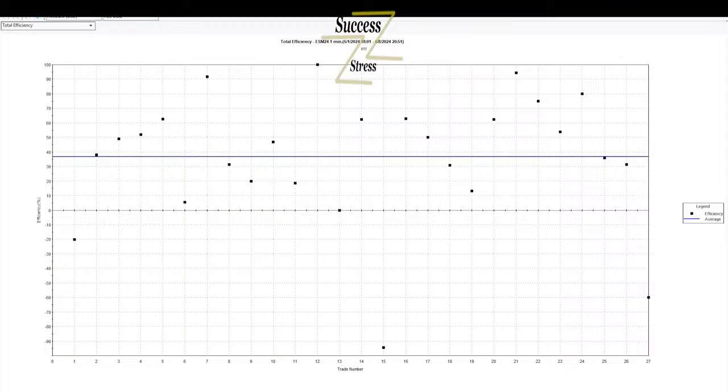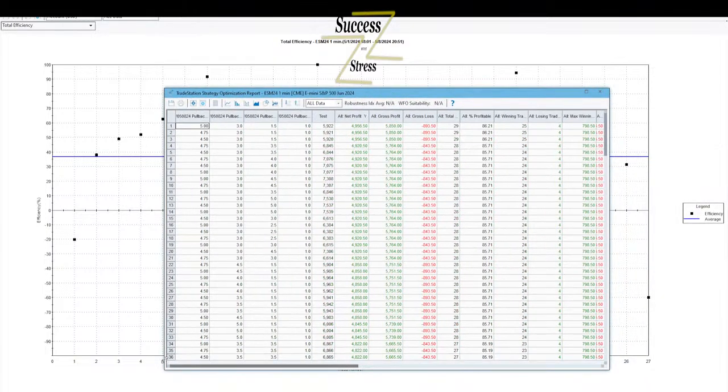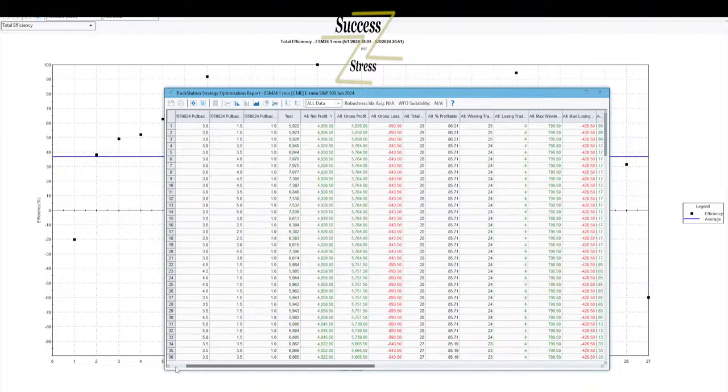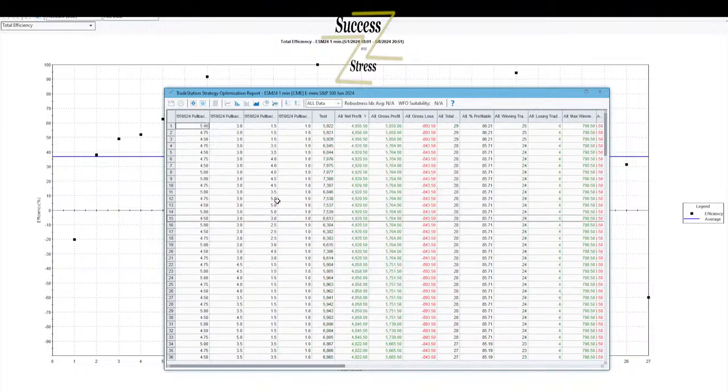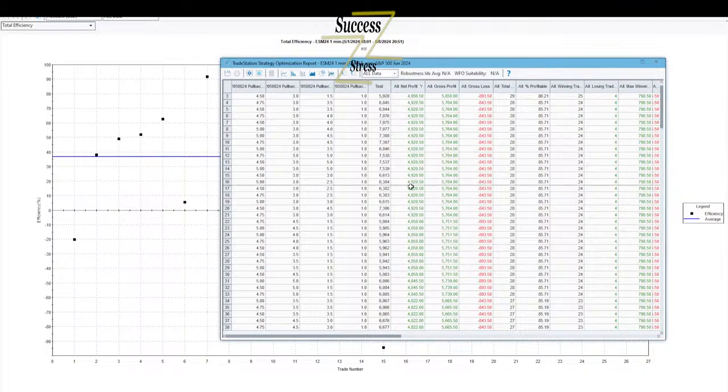All right, so if I was to adjust, I don't even know what's applied to the chart right now. I think it's set up for the highest average trade.